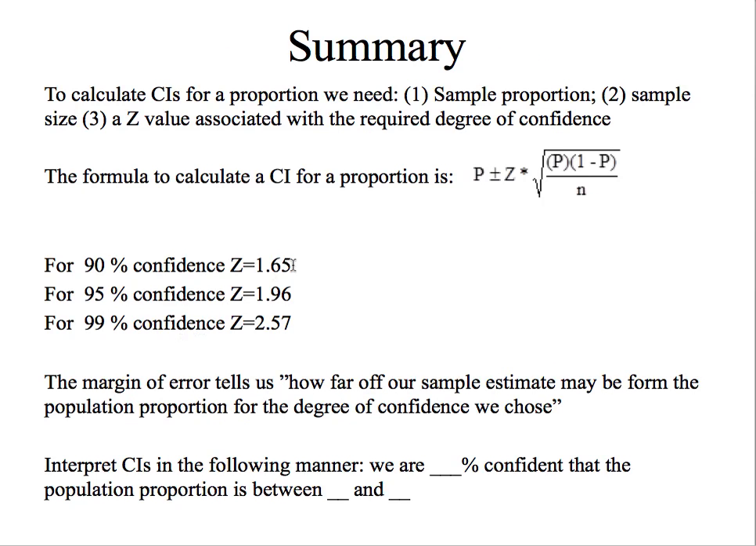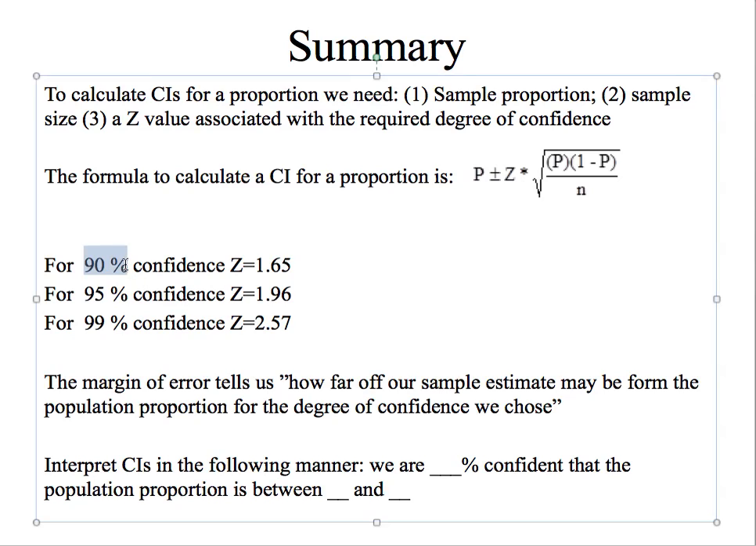So in summary, to calculate confidence intervals for a proportion, we need a sample proportion, a sample size, and a z-value associated with a required degree of confidence. The formula is this one. Z is the value that comes from a z-distribution, and that's associated with the degree of confidence. If you want to be 90% confident, then z is 1.65. If you want to be 95% confident, z is 1.96. If you want to be 99% confident, z is 2.57, regardless of the sample size.